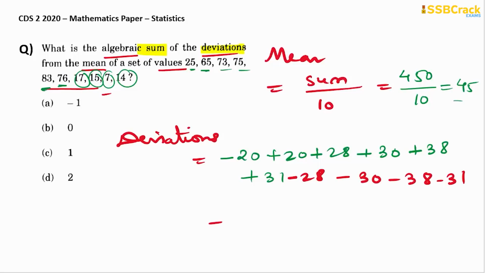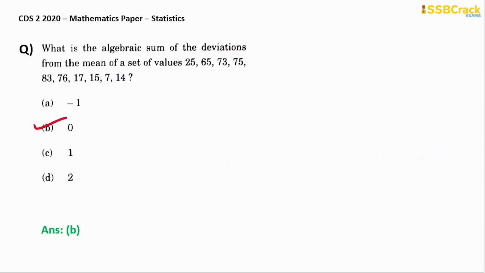So what is this sum? You can easily check it out. The sum results to be 0. So the sum of the deviations we obtained is 0, and hence the right key for this question is option B. Very clear to you?